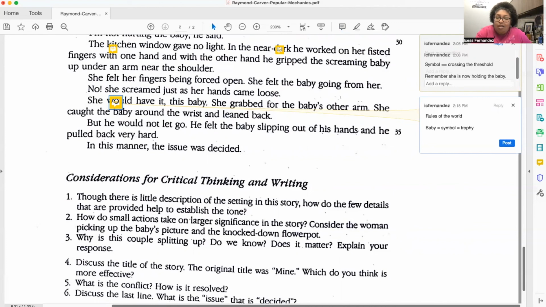And so Raymond Carver leads you to the very end and the last sentence, which has frustrated many a student and many a reader, trust me. In this manner, the issue was decided. So it's up to you to decide what was the issue. Is the issue who has the baby? Is the issue who's the better parent? Is the issue who wins the argument? Is the issue whether the baby lives or dies? What is the issue being decided? And whatever you think the issue is, whatever you think Raymond Carver is arguing in this story.